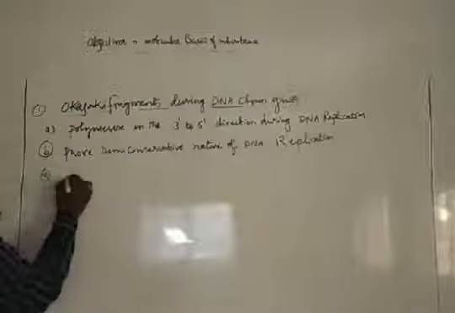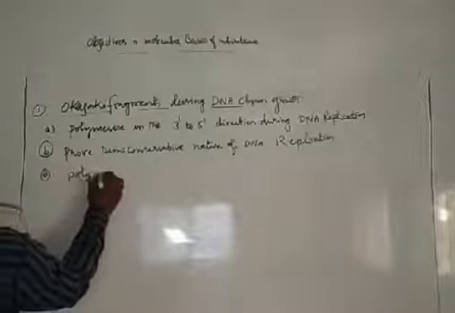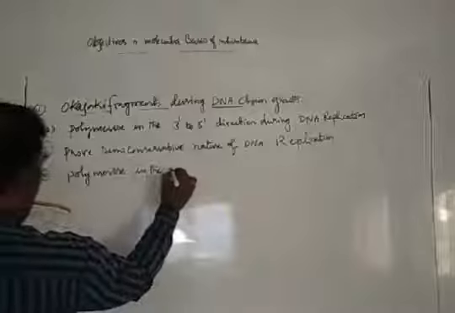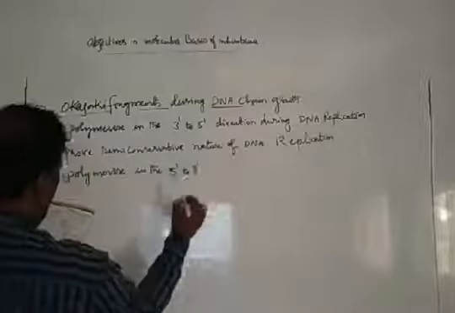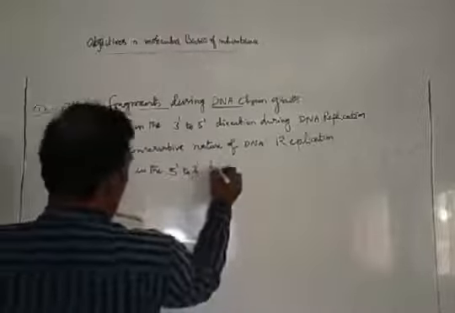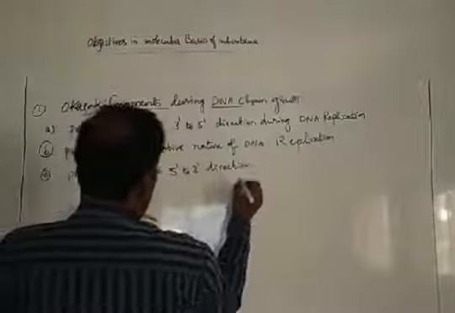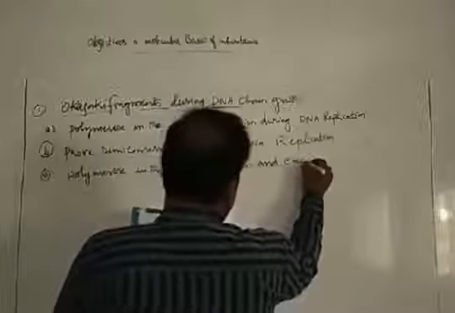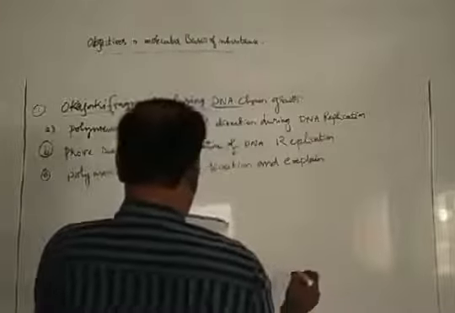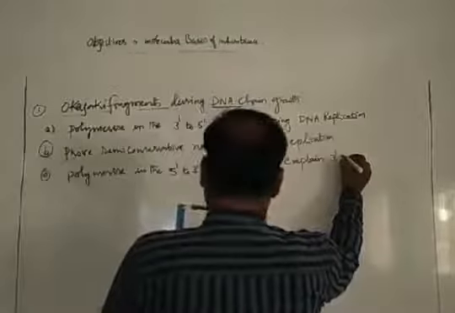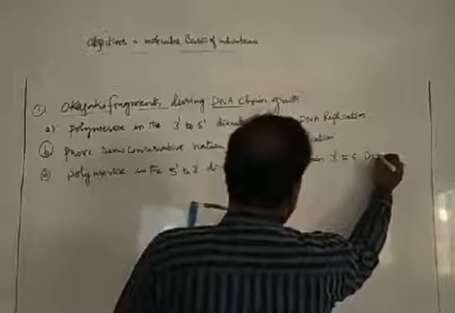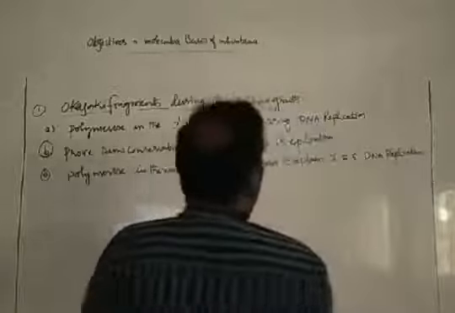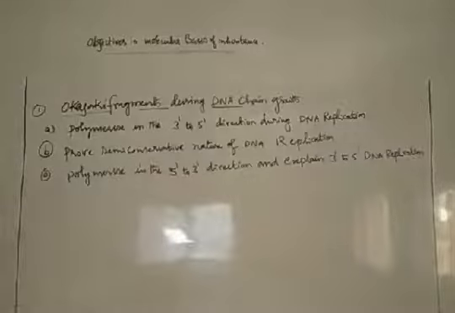Option C: polymerase in the 5' to 3' direction, and explain 3' to 5' DNA replication.